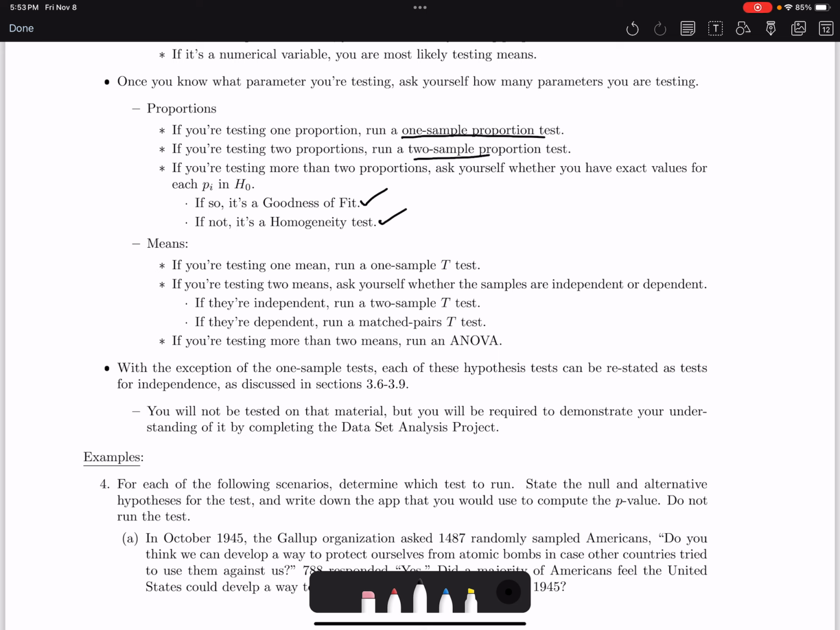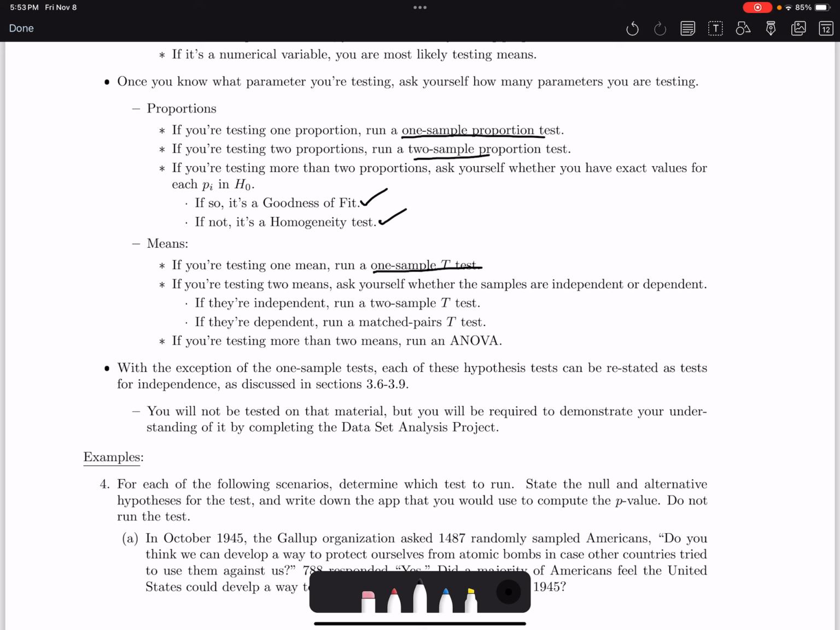So that's how you decide what test to run if you know that you're running proportions. If you know that you're testing means, then again, you should ask yourself, okay, how many means am I testing here? If it's 1 mean, well, then you should run a 1-sample t-test.